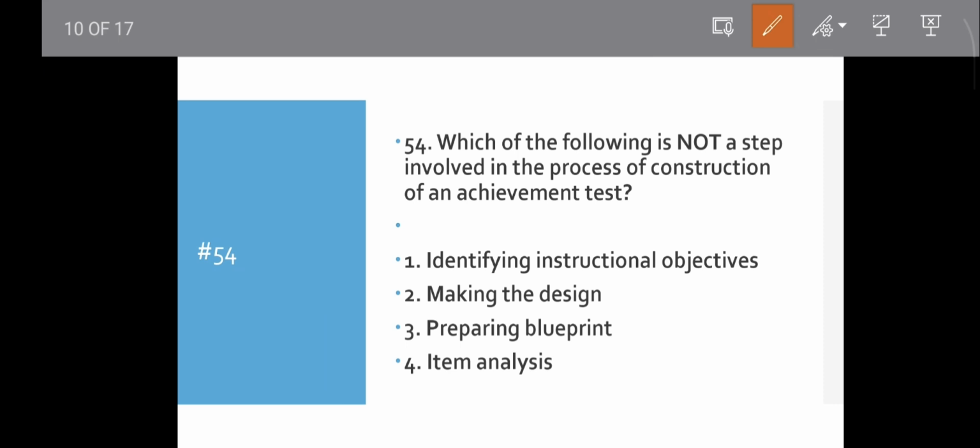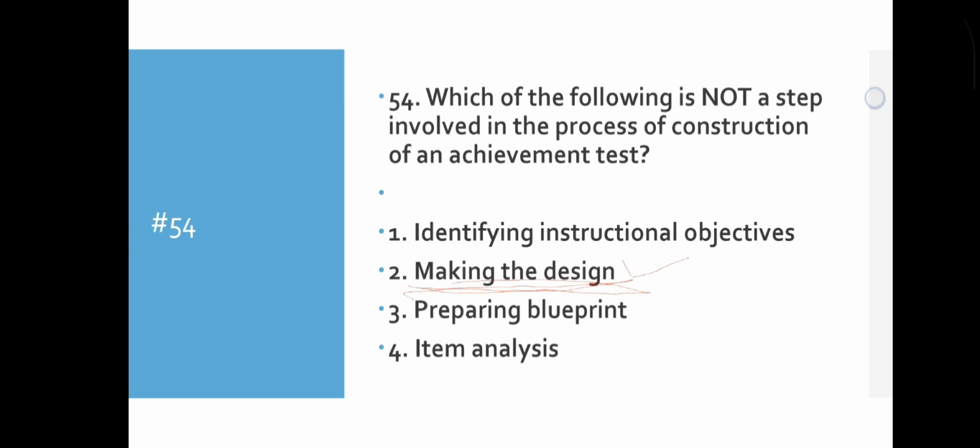There are 4 options. Which will be correct among them? Not a step. So making the designing is not a correct option. Those stages are objectives, blueprint, test item, tryout, item analysis. So making the designing is not involved in these stages, so it will be incorrect according to this question. Move to the next question.